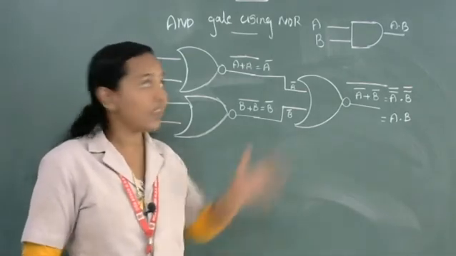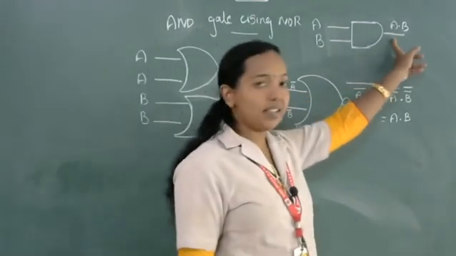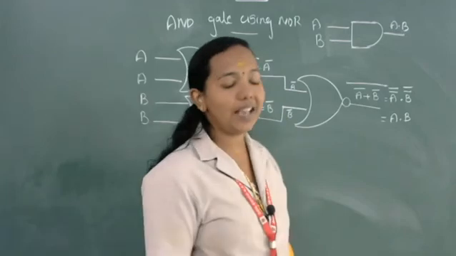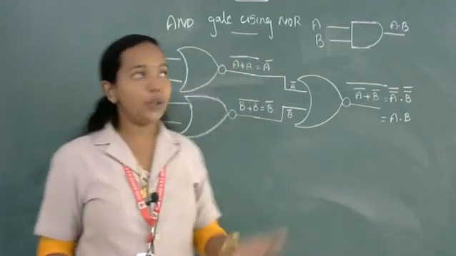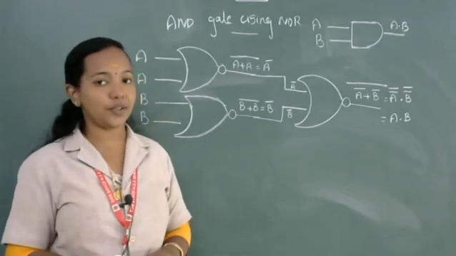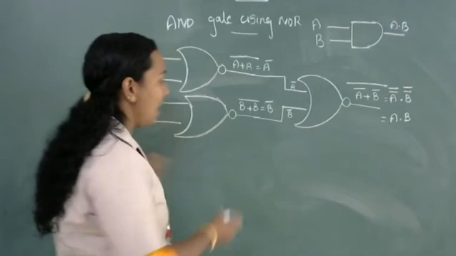A and B. So we can represent it. What is the answer after the AND gate? A dot B. Here also we are getting A dot B as the answer. So using NOR gate we can implement AND gate.